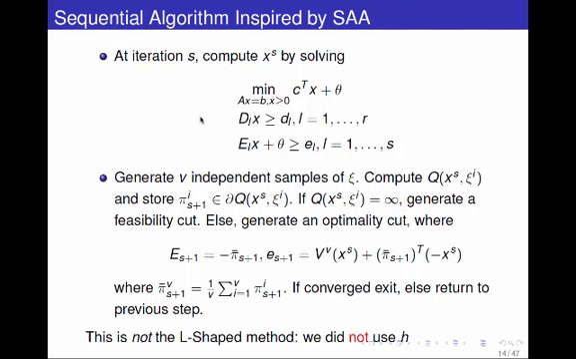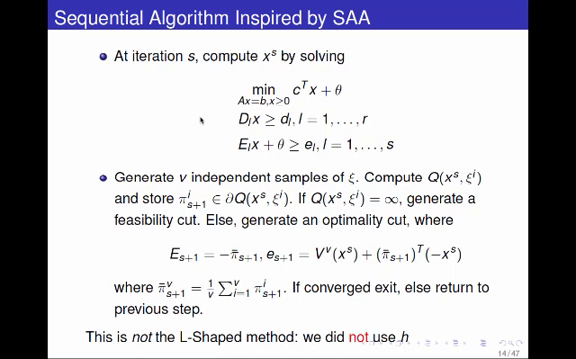So the first sequential algorithm that's inspired by sample average approximation is doing sample average approximation but throwing away our previous samples. Here we're looking at an iterative algorithm, where at each iteration we have a bunch of feasibility cuts and optimality cuts. We do the same thing we did with SAA: we generate V independent samples, and we solve for each of these independent samples in the second stage.